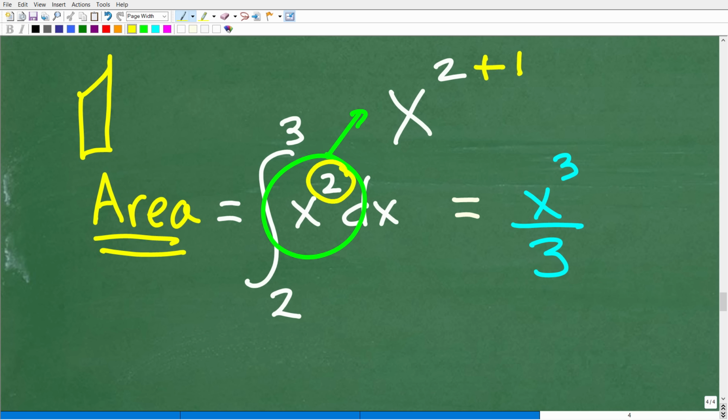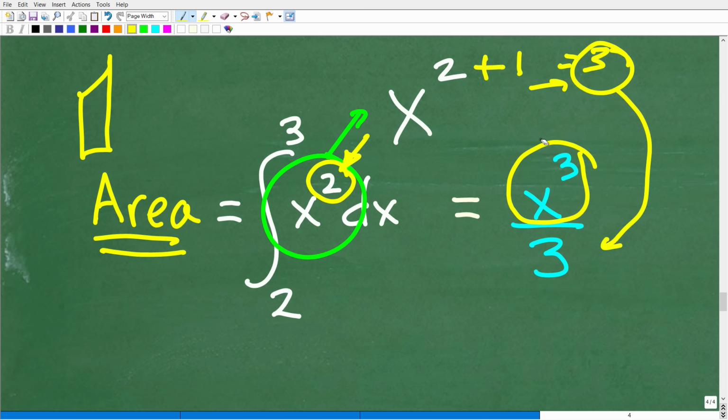Here the exponent is 2, so we're going to add 1 to 2. 2 plus 1 is what? Well, that's 3. So the rule is add 1 to whatever the exponent is, and that's 2, so we're going to get x to the third power. Now, whatever the new exponent is, divide by that. That is what the rule says. So we have x cubed divided by 3.